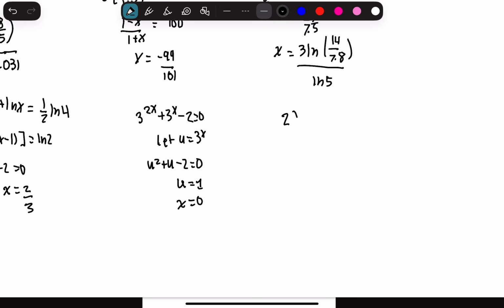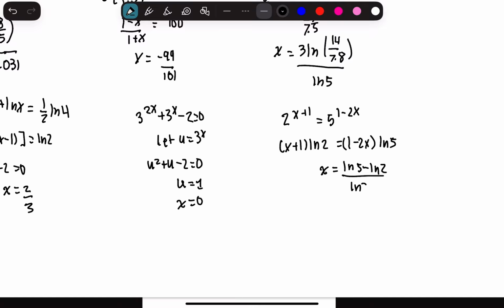Now let's say we have 2 to the power of x plus 1 is equal to 5 to the power of 1 minus 2x. x plus 1 times ln of 2 is equal to 1 minus 2x times ln 5. So x is just going to equal ln 5 minus ln 2 over ln 2 plus 2 ln 5.